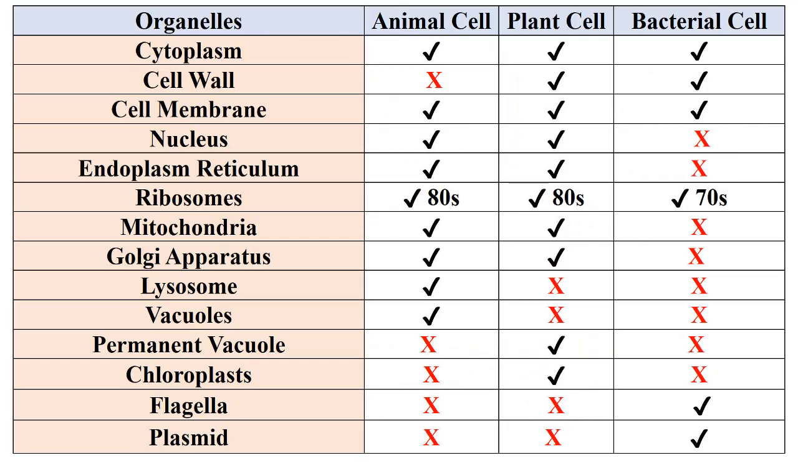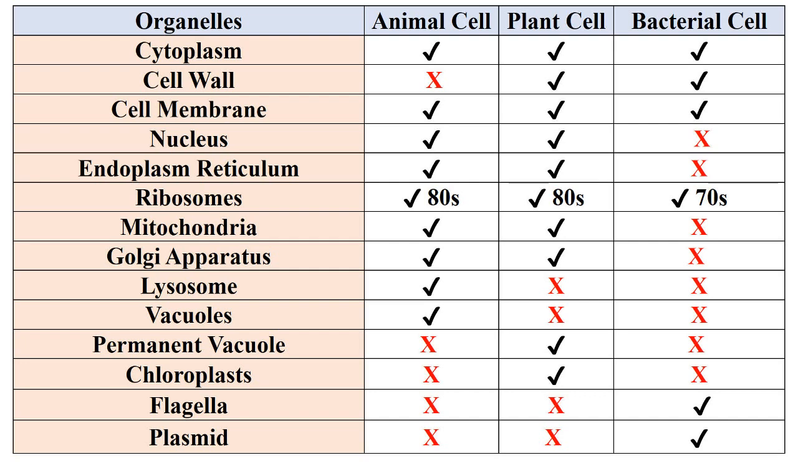Finally, cytoplasm and cell membrane are found in animal, plant, and bacterial cells. In addition, ribosomes are also found in animal, plant, and bacterial cells, with subunit structure 80S for animal and plant cells, and 70S for bacterial cells.